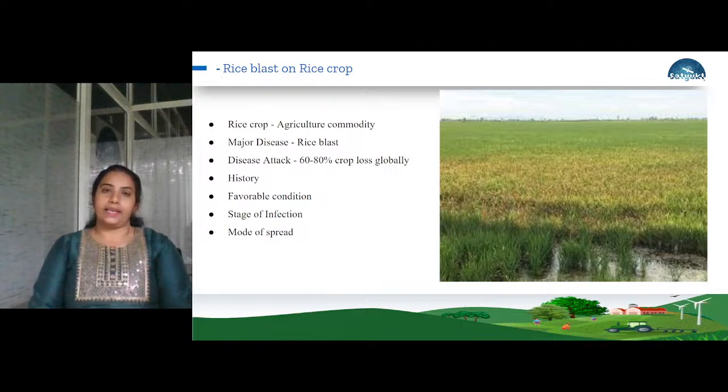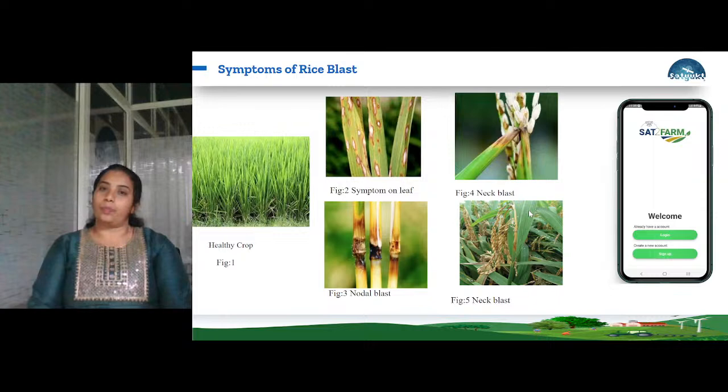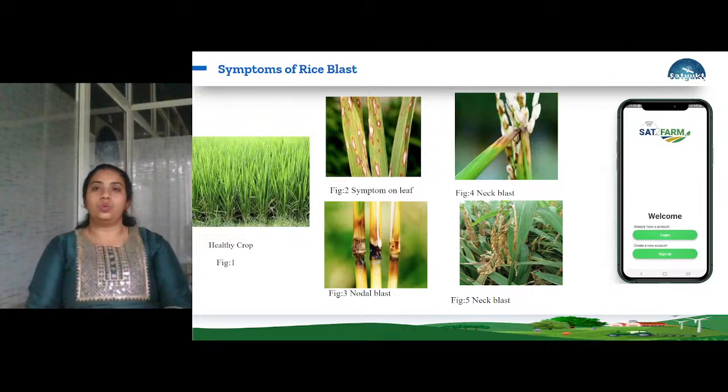So how can we manage this? Coming to the management practices, one should maintain proper sanitation in the rice field. Proper sanitation means proper weeding should be carried out at regular intervals. And if the disease is observed in the initial stages, one can spray carbendazim 2 grams per liter per acre.